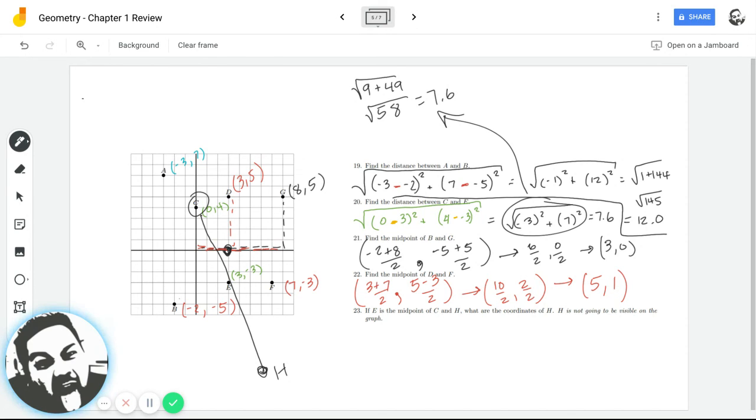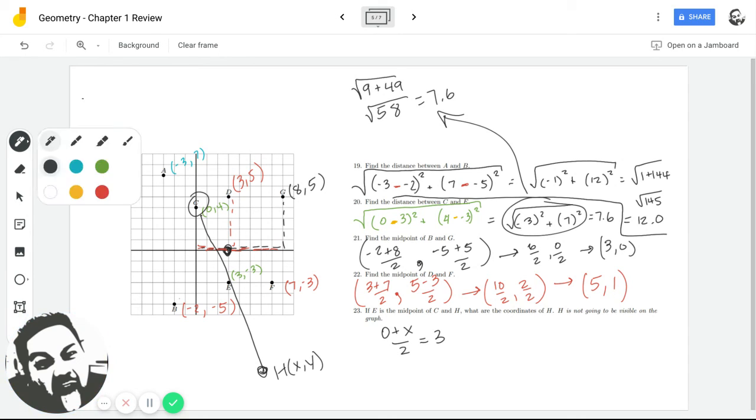H is not going to be visible. It's like way at the bottom, so we have to figure this out. I'm going to call H x comma y, let's name those variables. To find the midpoint, you take your two x's. So we're going to take 0 and x. 0 plus x divided by 2 is going to equal the midpoint of 3.